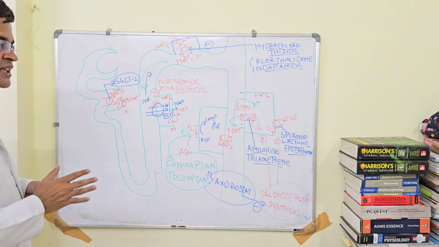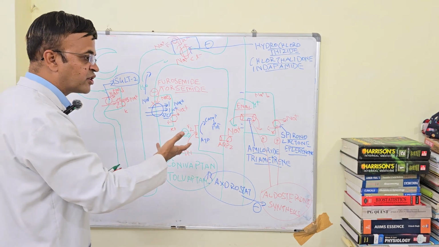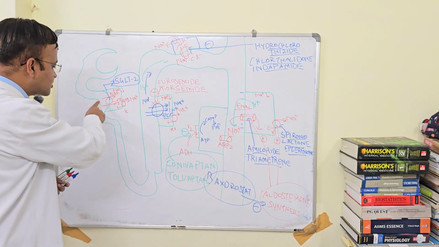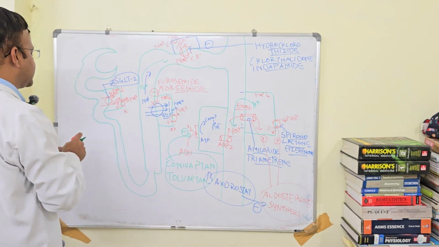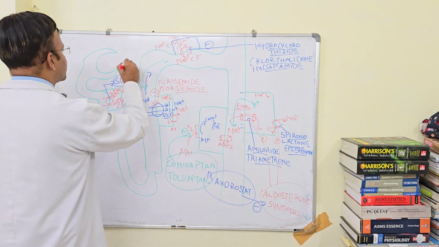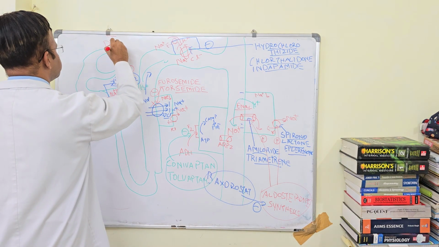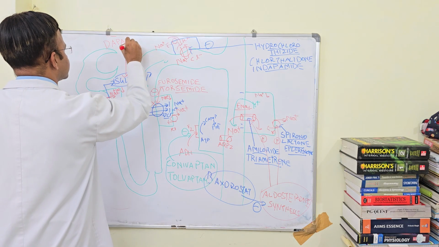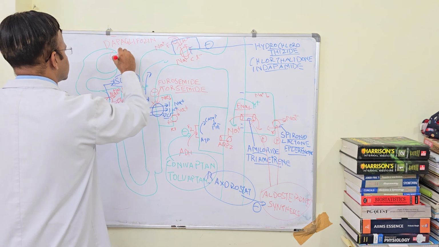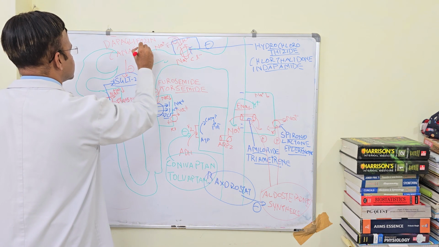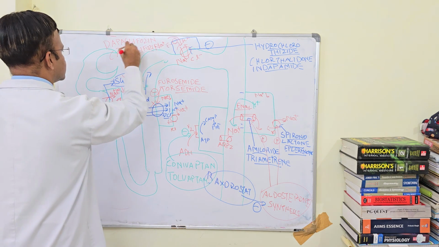Your dapagliflozin and canagliflozin. This is mainly used in diabetics to control diabetes, right? Because if glucose is not absorbed, the glucose will go out, but it's also a strong diuretic, right? So dapagliflozin and canagliflozin are going to inhibit your SGLT2 inhibitors.